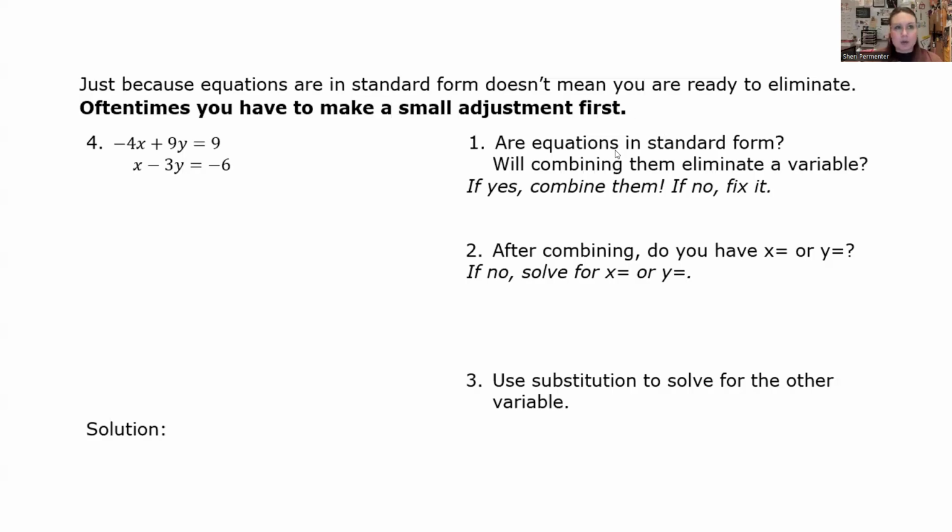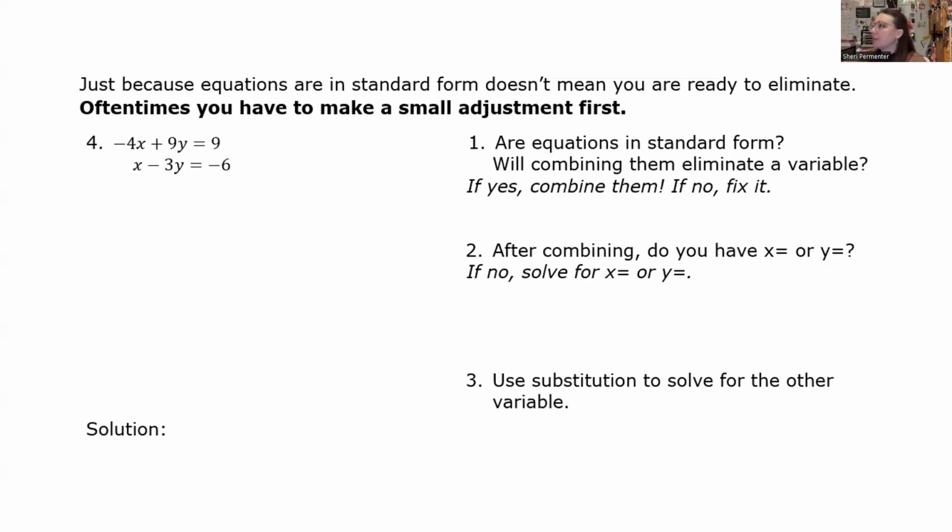So answering the same questions, this is just a guide. Are the equations in standard form? Yes. I've got a column of x's, a column of y's, a column of constants. Will combining these eliminate a variable? No, nothing cancels. So here's the deal. We can make an adjustment to one of the equations so that they would cancel.